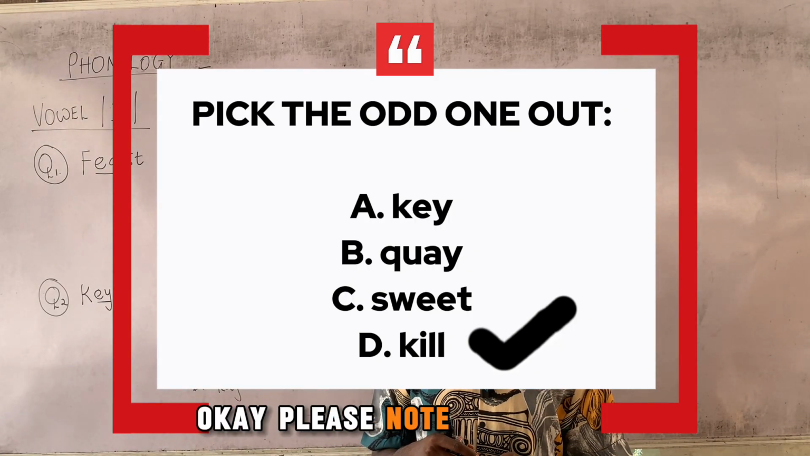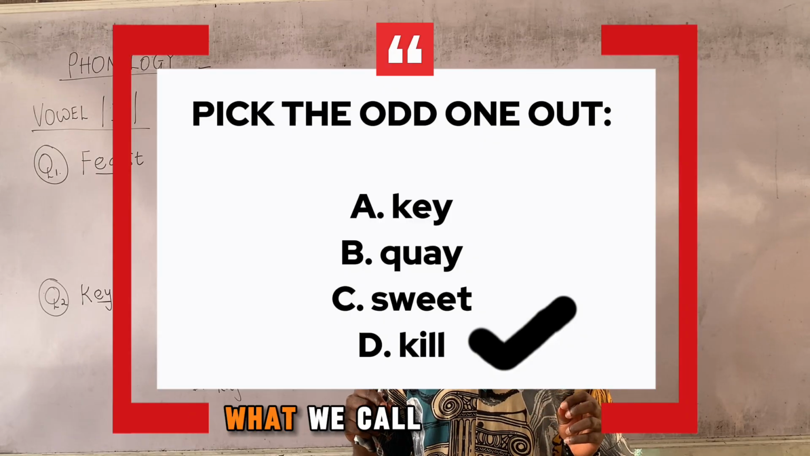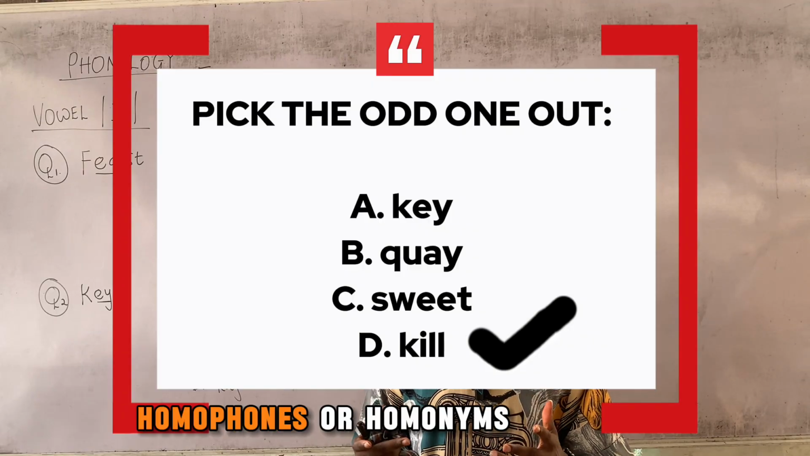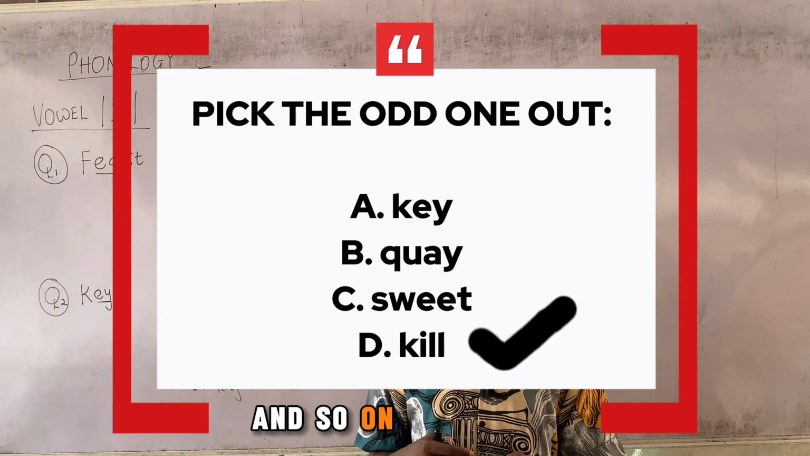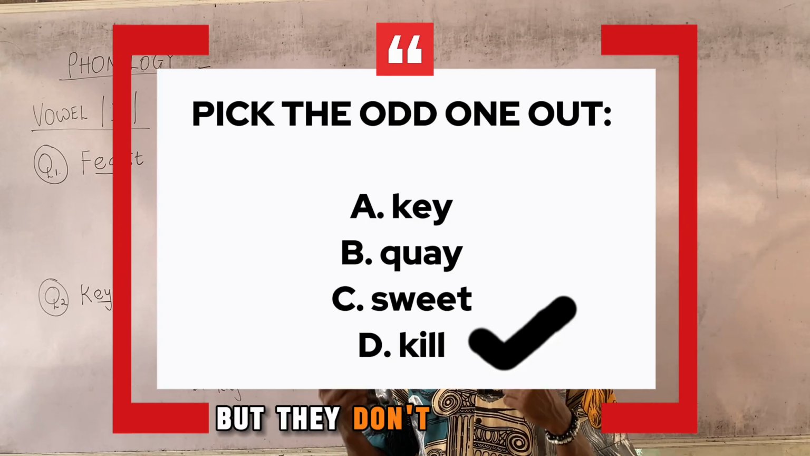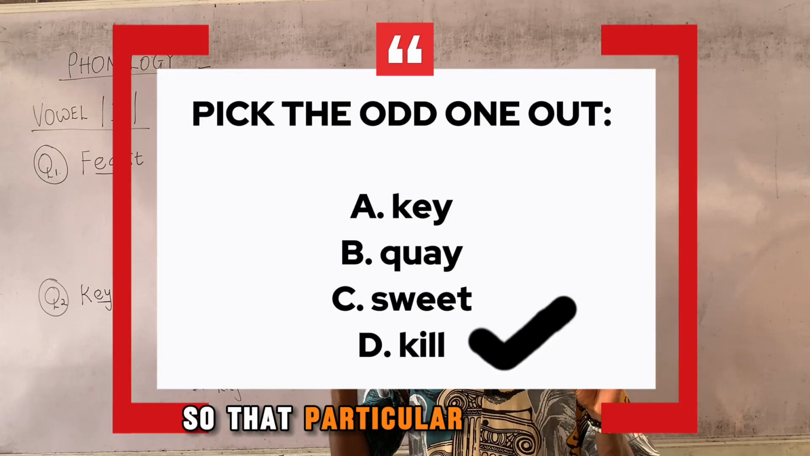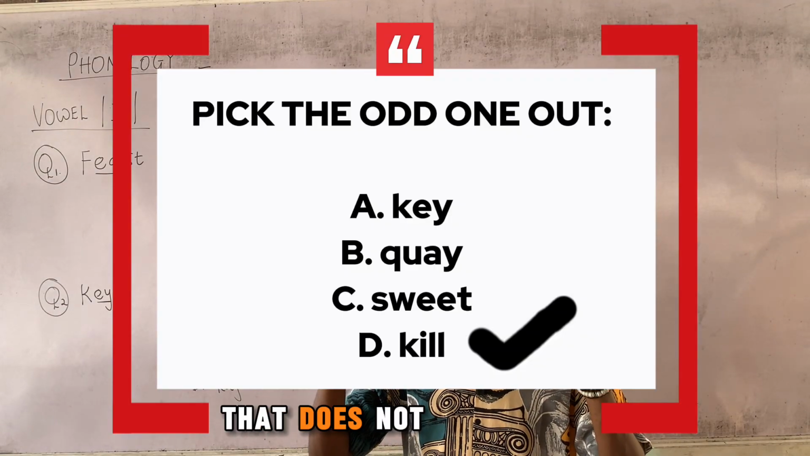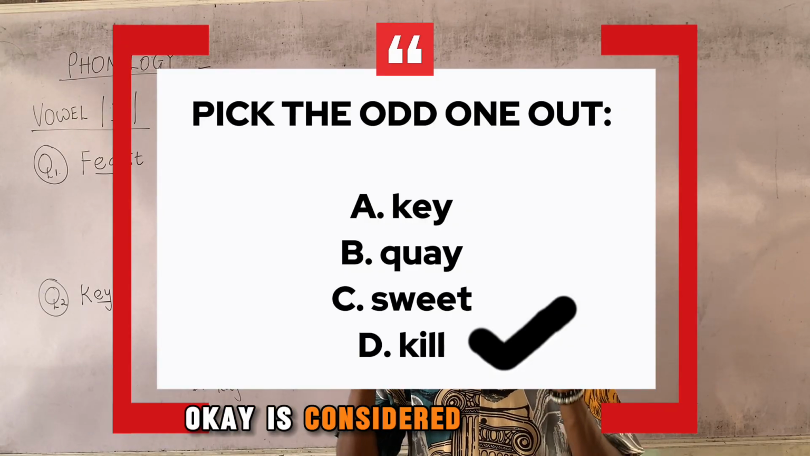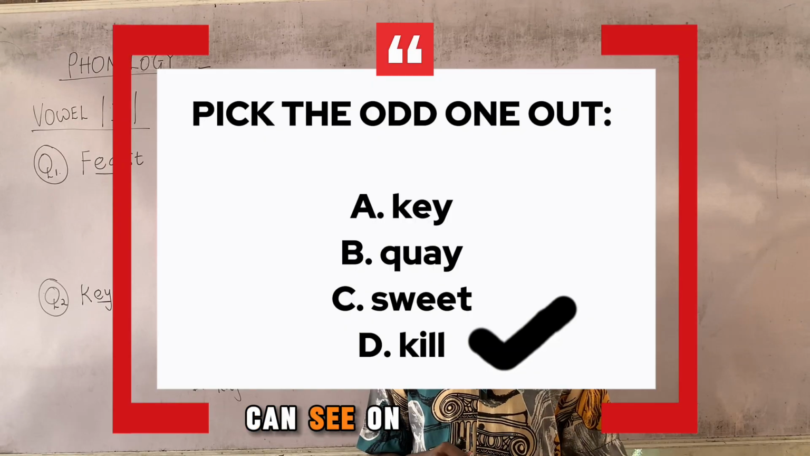Please note that in this particular format, the examiner uses what we call closely related words, like your homophones or homonyms and so on. They could be spelled alike, they could look alike, but they don't sound alike in some cases. So that particular word that does not possess the same sound as the others is considered the odd member, as you can see on your screen.